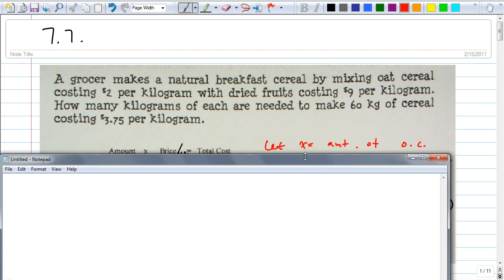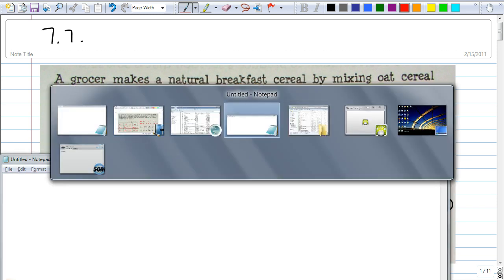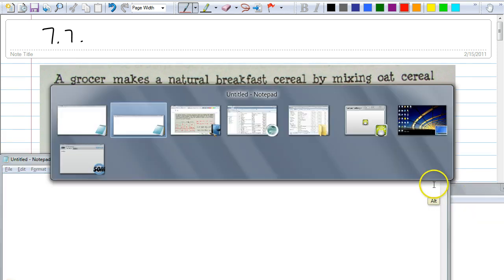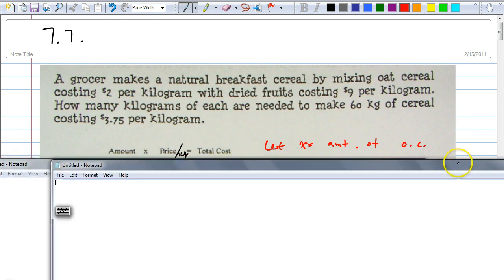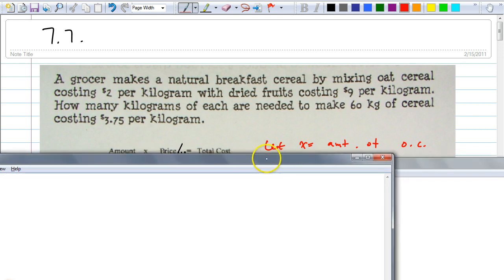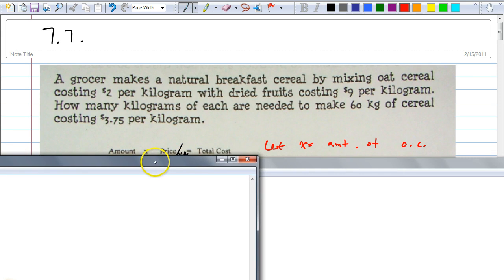One person, come on. We should all know this. Okay, raise your hand. Harrison, what do you think? If we let X be the amount of the oat cereal, what's got to be the other one? The dry fruit has to be then? Yeah, $9. Well, that's how much it is per kilogram.